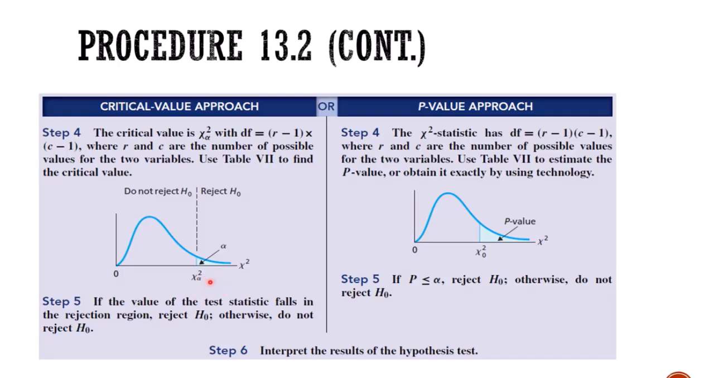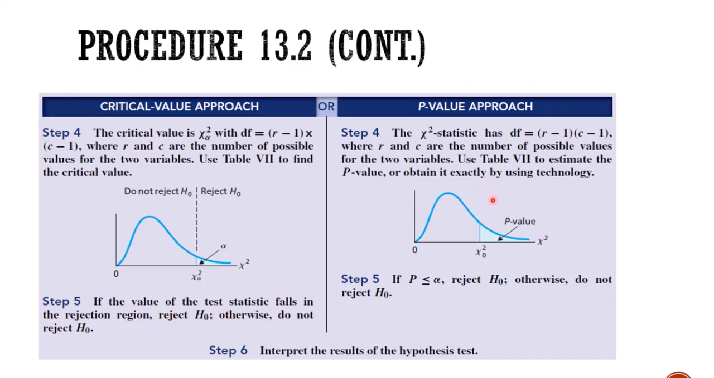So you find your critical value, but that's going to be a chi-squared value, and then you bring your test statistic value and see on which side it falls, whether it falls in the reject region or the do not reject region, and then take a decision accordingly in step 5.